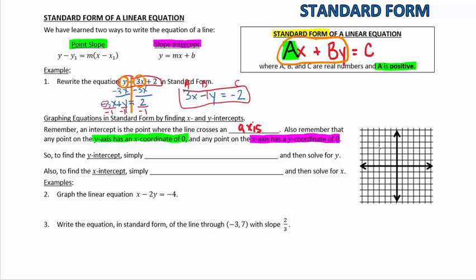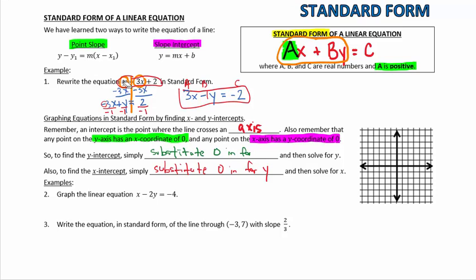So to find the y-intercept, I want to find out what y is when x is 0. So I'm going to simply substitute zero in for y, and then solve the equation for y. To find the x-intercept, where the line crosses the x-axis, since the y value is 0, I'm going to substitute zero in for y. I then made a little mistake here.